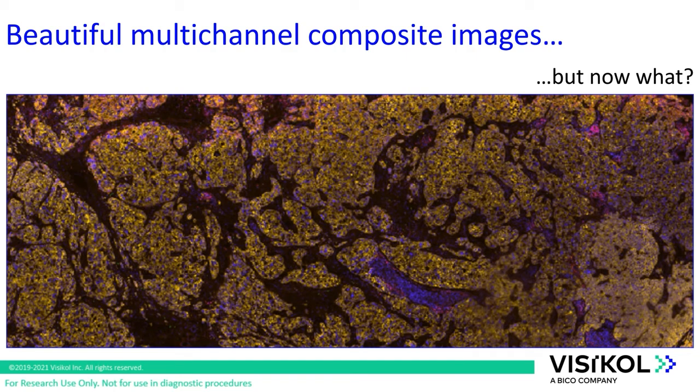So this enables us to get really beautiful multi-channel composite images that look really cool, and they go up on the wall. But now what, right? This doesn't really tell us a lot. Here we're looking at 12 different channels. At the end of the day, there's only so many colors your eyes can see. So these images are pretty, but they don't really tell you that much on their own.